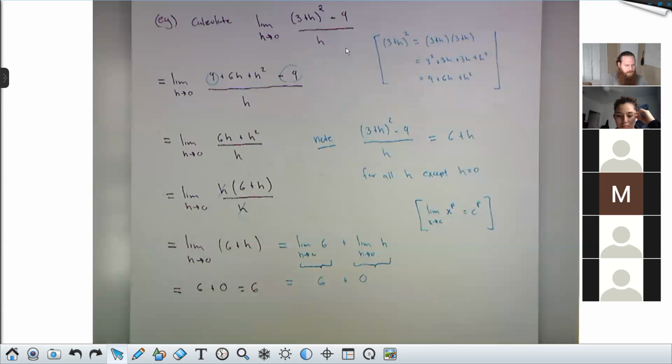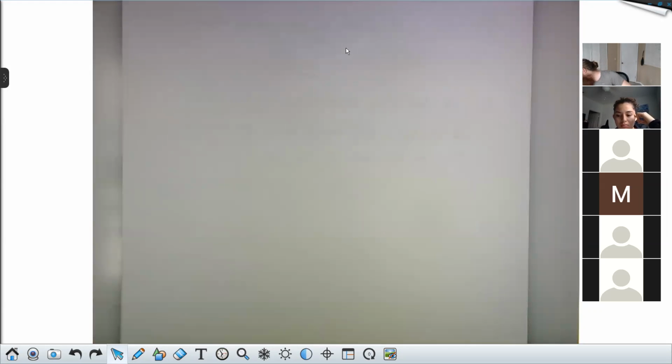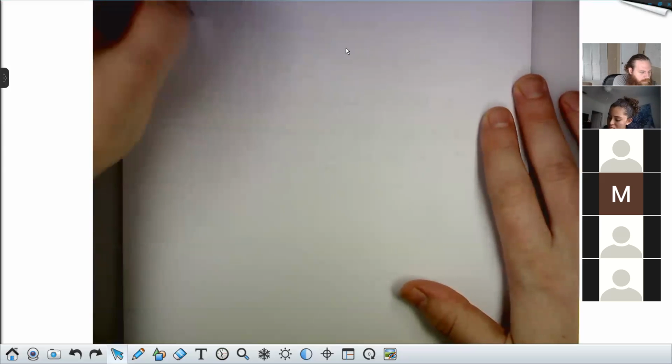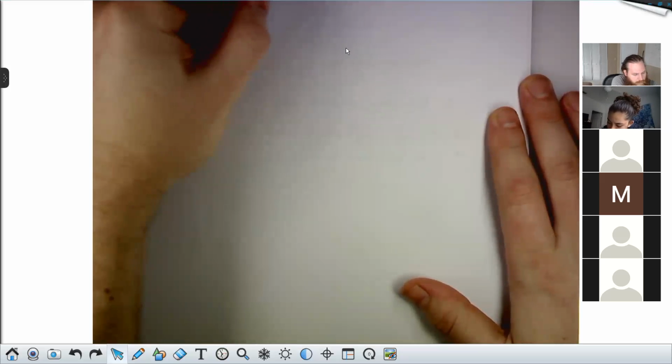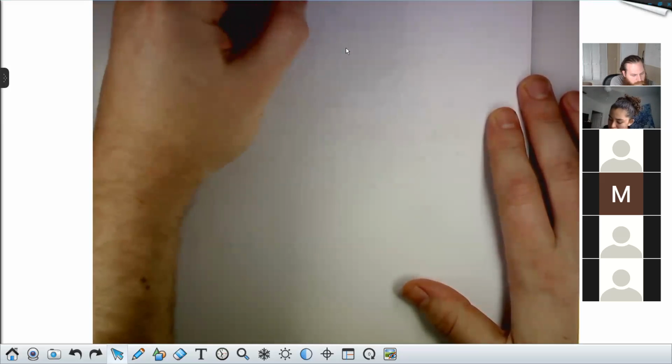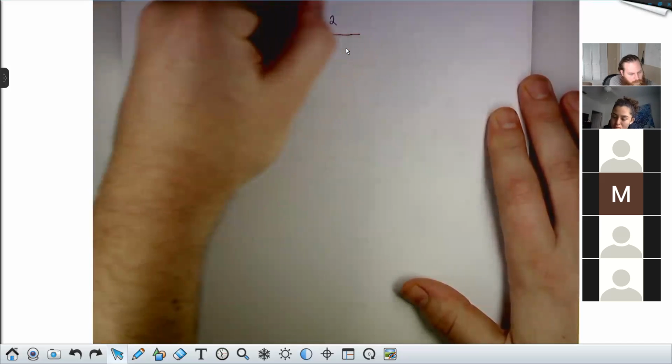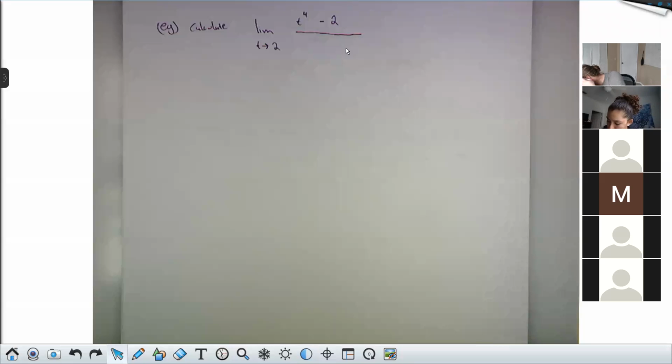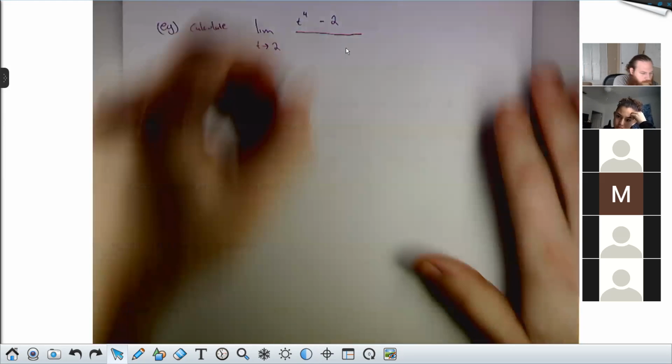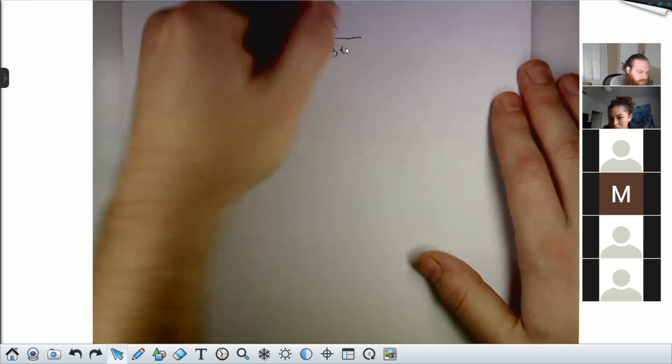So let me show you one or two more examples where we don't have any problems. Let's do one or two where there isn't any trouble to worry about. Let's see, is this going to be bad news? I don't think so. Okay, so let's calculate the limit as t goes to 2 of the expression t to the 4 minus 2 over 2t squared minus 3t plus 2. Let's change this a little bit: 2t squared plus 3t plus 2.